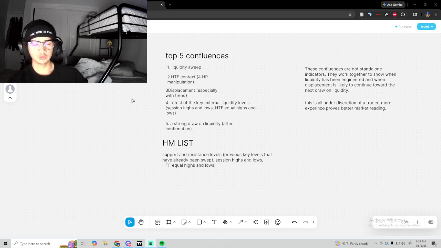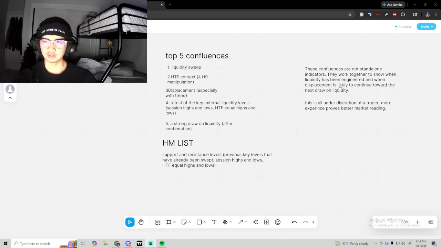And one thing I would like to say about all these confluences is that they're not standalone indicators. They work together to show when liquidity has been engineered and when displacement is likely to continue towards the next round of liquidity. Basically, what I'm saying is you should not be looking at this in a single scoped vision. You can't use just one of these, or two of these, and think that, okay, well, this should work. I know where price is going to go. No, it doesn't work like that. You need to be able to stack confluences, and that raises the probability of the setup working.